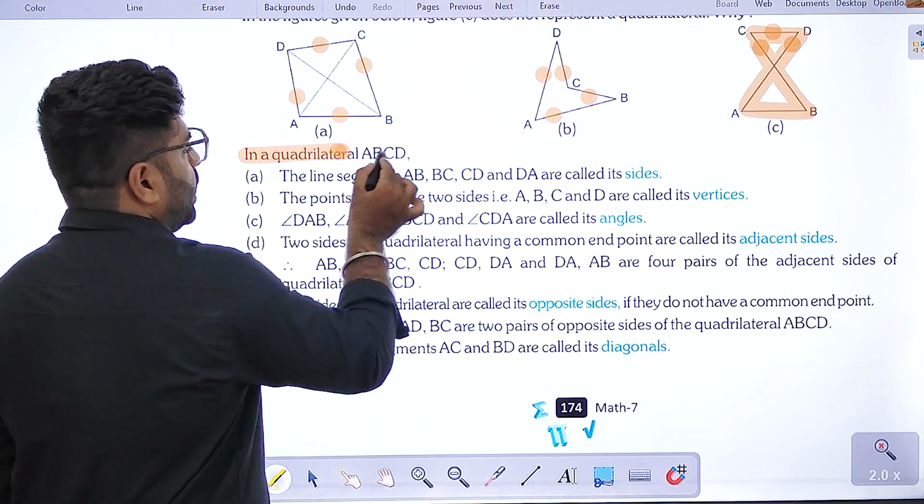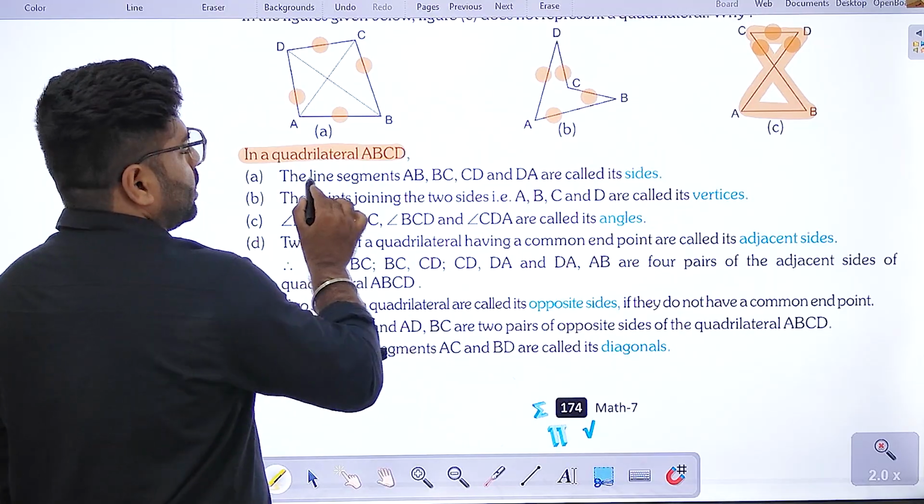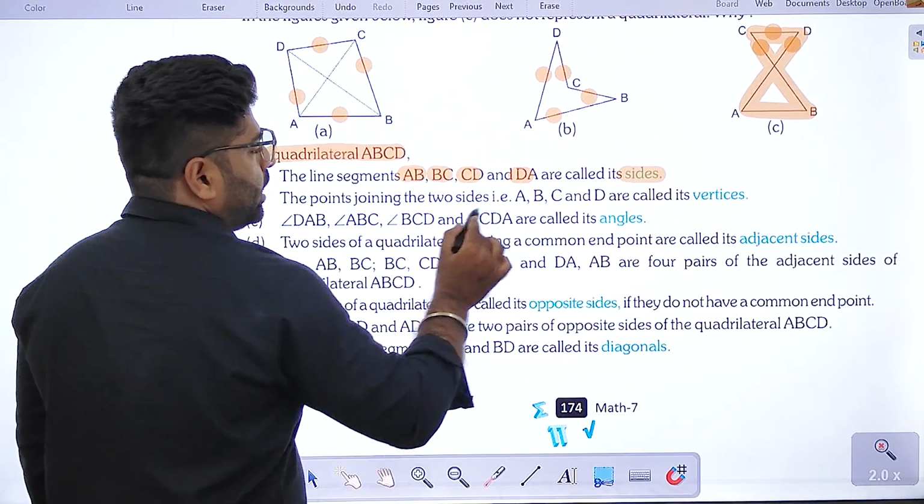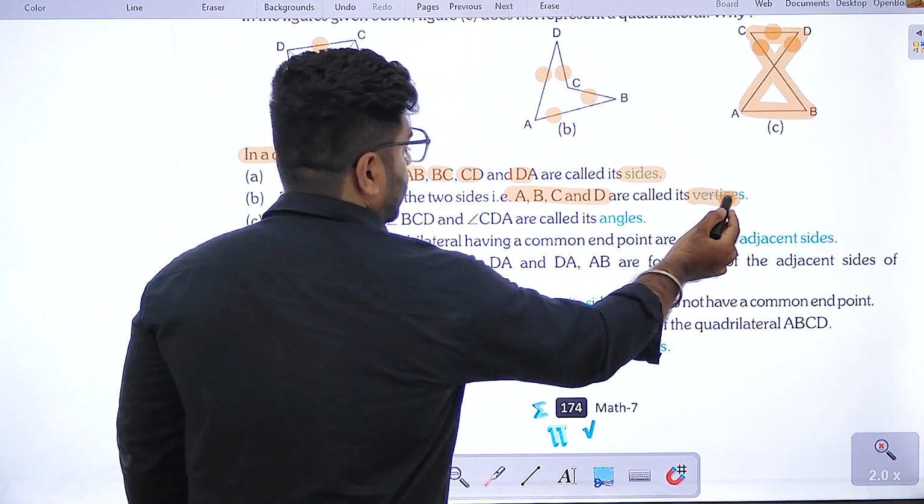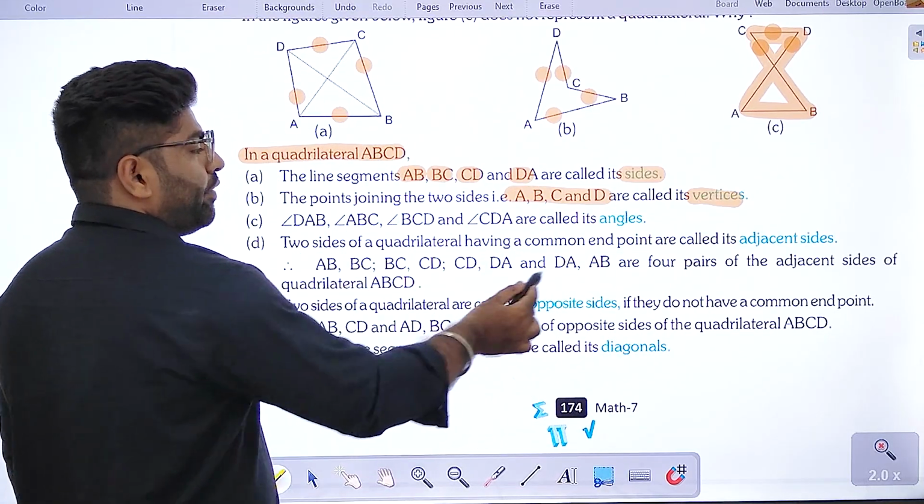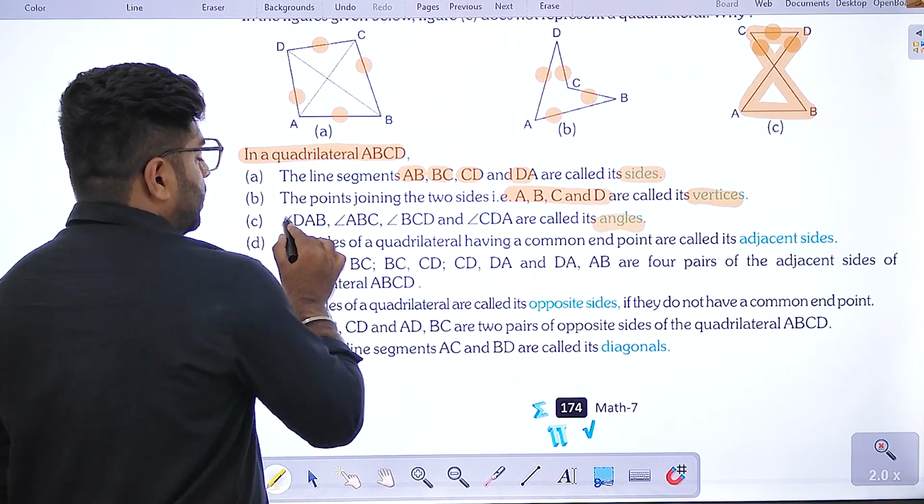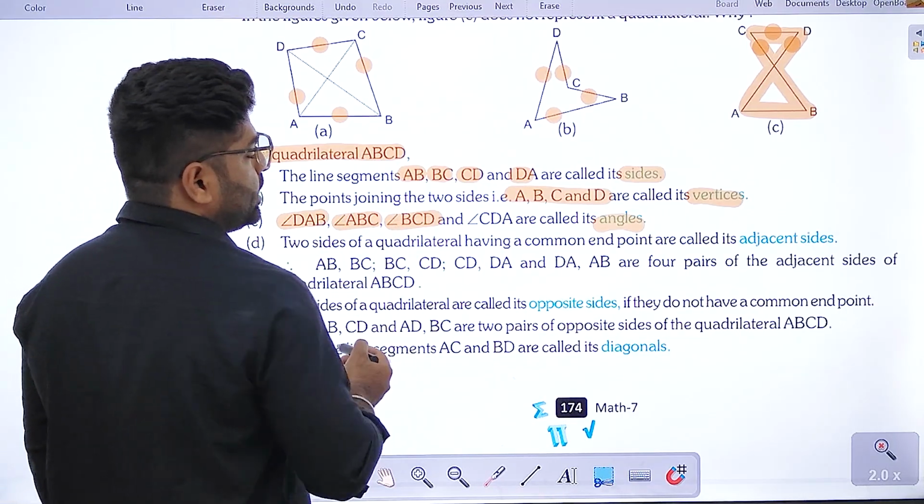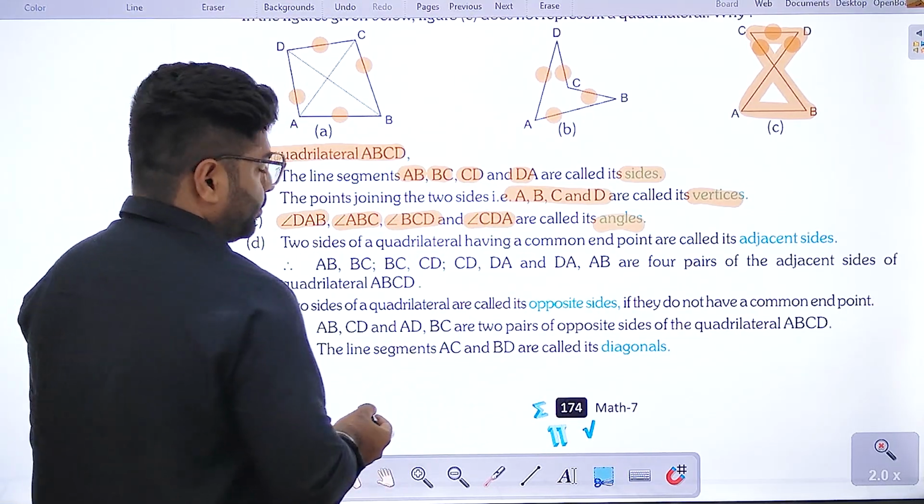Okay, let's see. In quadrilateral ABCD, the line segments AB, BC, CD, DA are called the sides. And here we are having vertices A, B, C, D. Then after that we are having angles, that is angle DAB, angle ABC, angle BCD, and angle CDA.